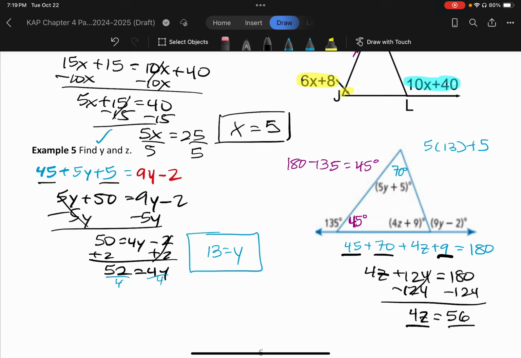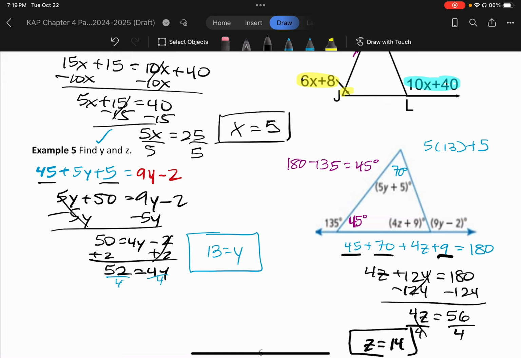From here, if we divide both sides by 4, we get that z is equal to 56 divided by 4. Half of 56 is 28, half again is 14. So z is equal to 14. Okay. You could have also found the value of z by using the exterior angle theorem. You will get the same answer, z is equal to 14.